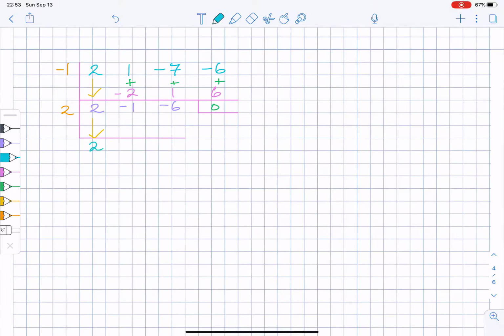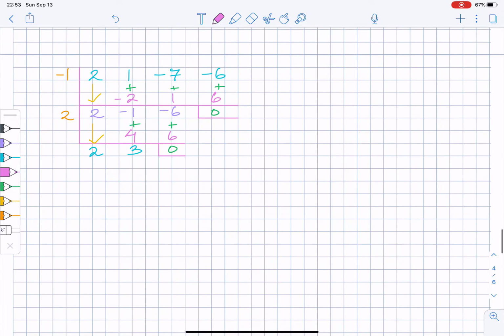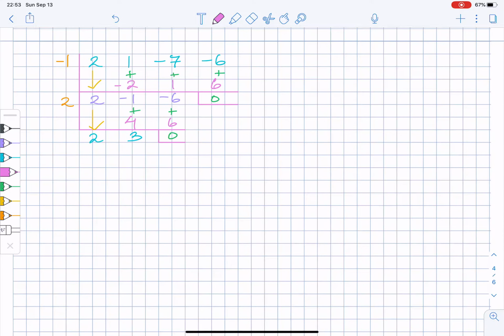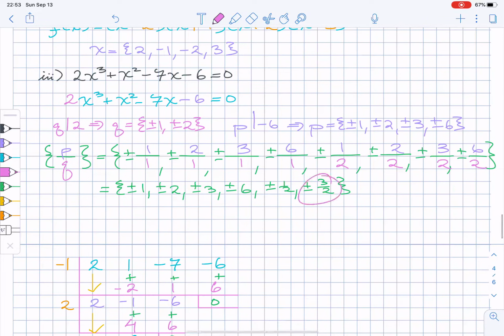Okay, so we drop down, lead 2. So 2 times 2 is going to be 4. Add this column together. 4 minus 1 is 3. 3 times 2 is going to be 6. Add this column together, and we do indeed get 0. Okay, so what remains would be 2x to the first. So 2x plus 3. Well, I already know that that's going to be negative 3/2. So that's going to be this guy here.